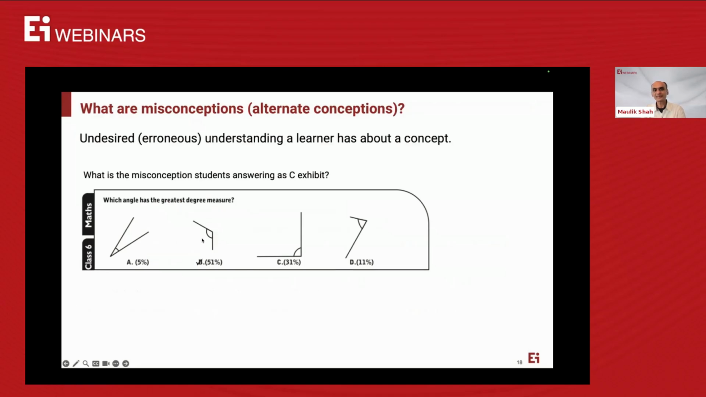Which angle has the greatest degree measure? That is what we asked. The expected correct answer is option B. Only 51% of the students could get it right. 31% of students answered option C. Why?